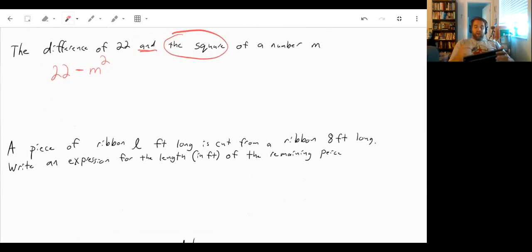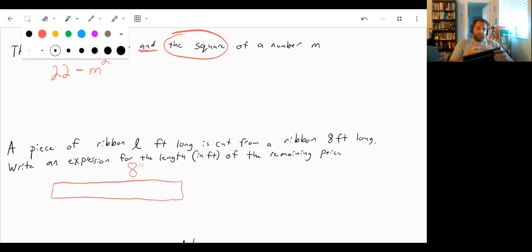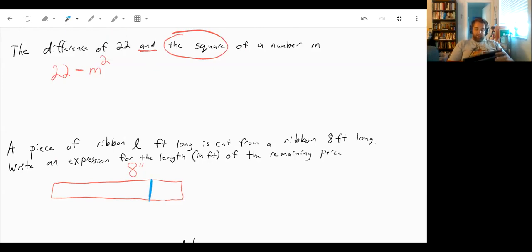Our next question, I'm actually going to draw a picture for. So we have a piece of ribbon that is L feet long that we cut from a piece of ribbon that was originally 8 feet long. So we have our 8 feet for this length of ribbon, and we're going to come through and take our blue scissors, and we're going to chop this up right here to make this length our length L.